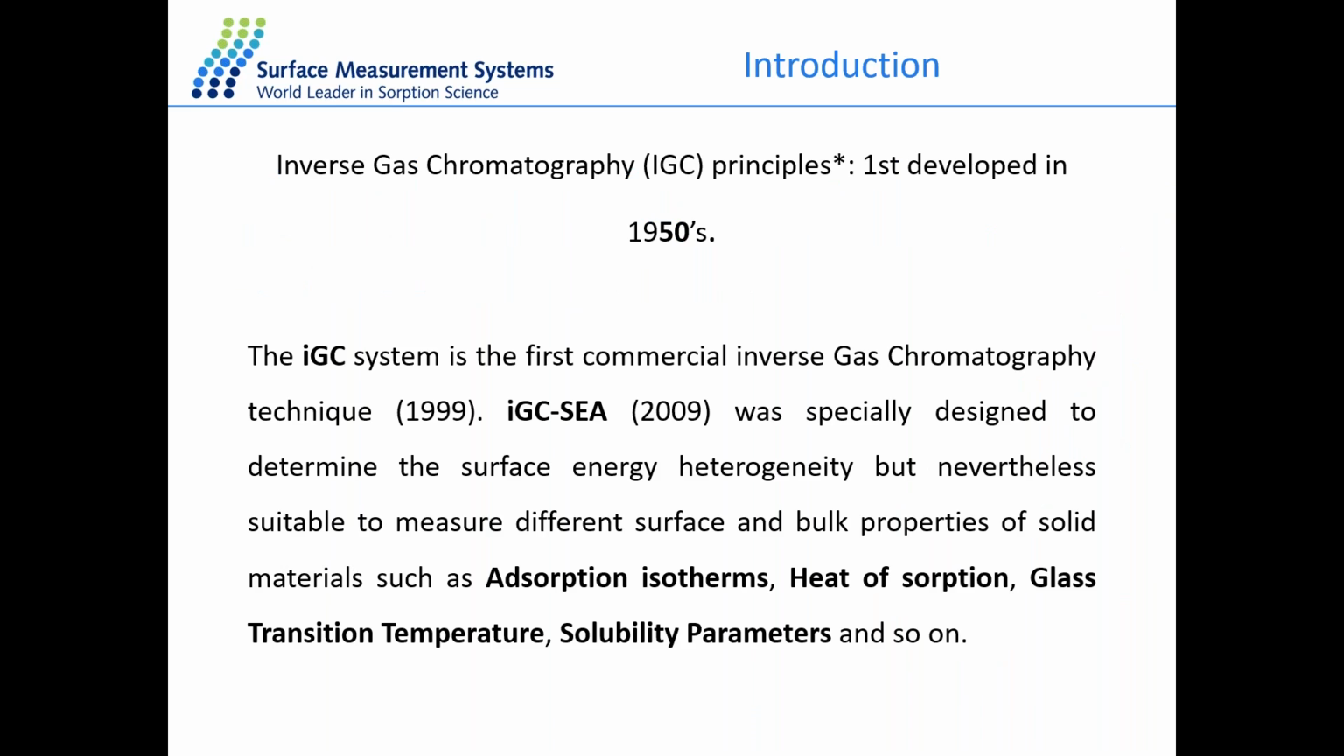IGC was first developed in the 1950s. It uses gas phase probes to analyze a material. In 2009, Surface Measurement Systems developed the IGC-SEA, a surface energy analyzer incorporated with the IGC. It was specifically designed to determine the surface energy and the heterogeneity of your sample, but because of these calculations, you're also able to obtain other properties such as adsorption isotherms, heat of adsorption, glass transition temperatures, solubility parameters, and so on.